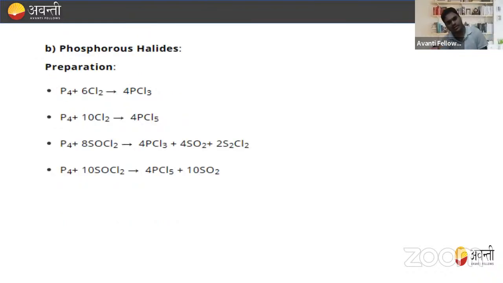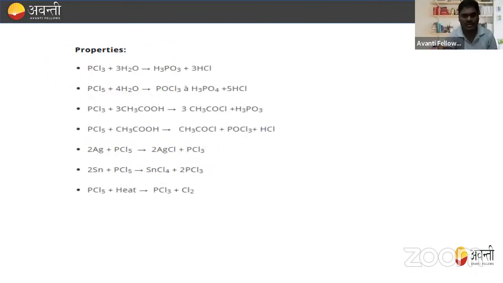And how will you prepare phosphorus halide? When P4 is treated with Cl2, it will form PCl3, or when we treat P4 with excess Cl2, we get PCl5. So phosphorus halides can be prepared from P4. When P4 is treated with Cl2 or thionyl chloride SOCl2, you will get the phosphorus halide, right?